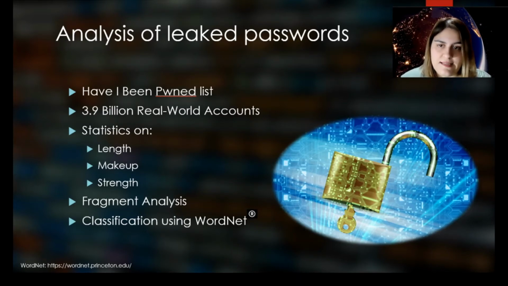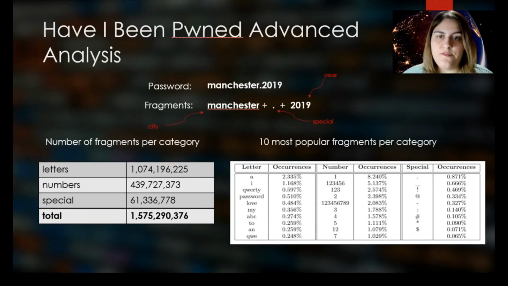One part of the analysis of the paper is the fragment analysis, which we perform using a tool called ODIN, which can segment the passwords into fragments and then analyze them and classify them according to their semantic meaning with the help of WordNet. The types of fragments that can be found in a password are letter fragments, numbers, and special fragments. For example, the password Manchester.2019 is split into Manchester, which is classified as a city, dot, which is classified as a special character, and 2019, which is classified as a year.